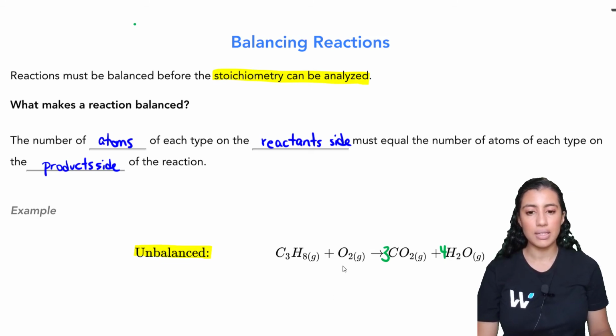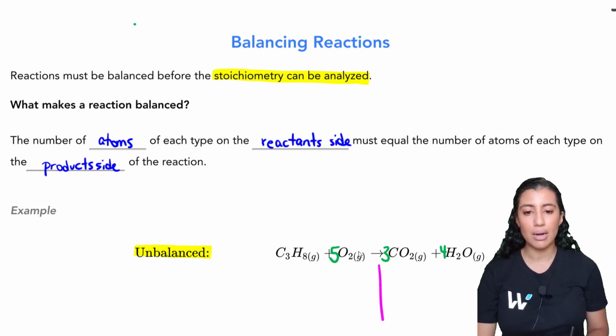On the left, I see that there are 2 oxygens. On the right, we actually have to do 3 times 2, so 6 oxygens, plus these 4. So that's a total of 10 oxygens now on the right, and there's only 2 on the left. So in order to get the same number of oxygen atoms on each side, I'd want to multiply this one by 5.